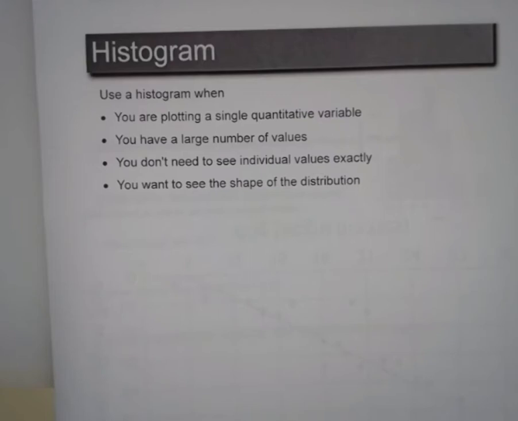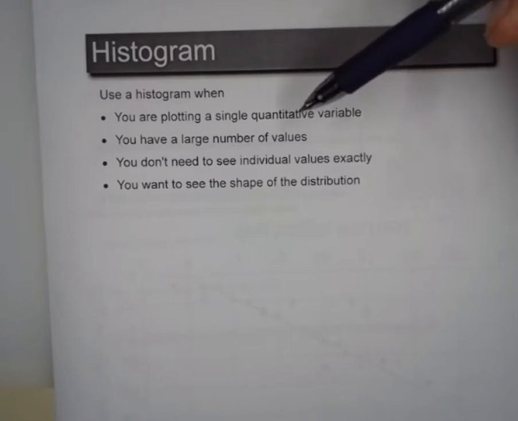Today we're going to be talking about histograms and drawing them and how to interpret them. Now we use histograms when we're plotting a single quantitative variable. Histograms are different than bar graphs in one key way. Yes, they differ because one is quantitative, one is categorical, but when you look at them, there's one easy way to tell whether you're looking at a histogram or a bar graph, and I'll show that in a minute.